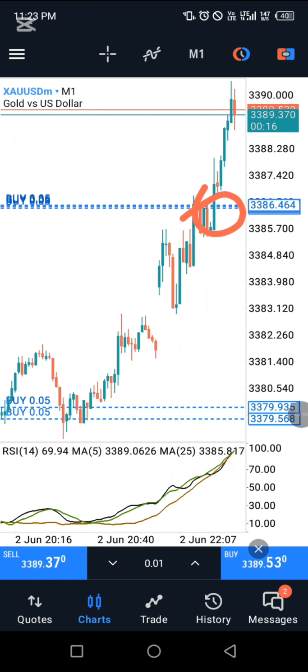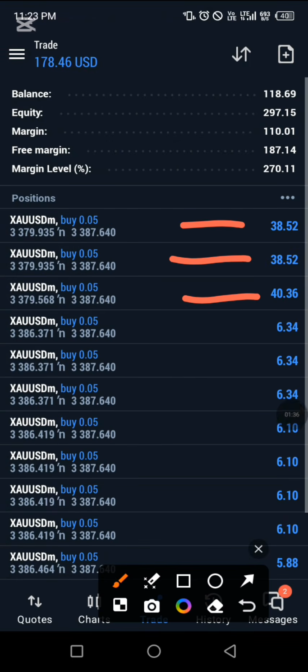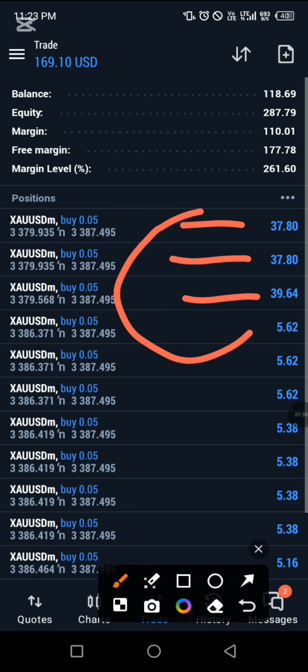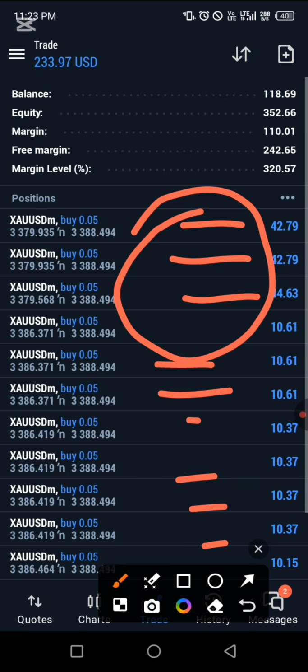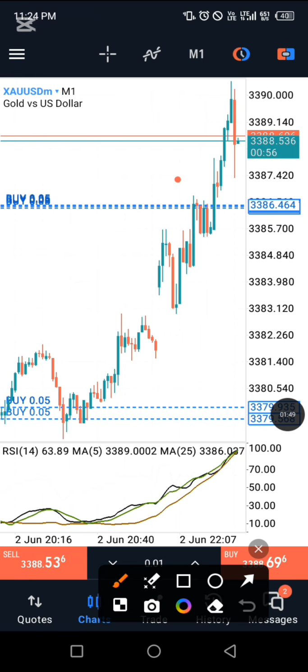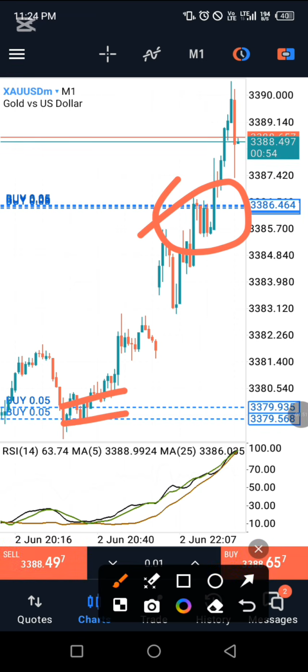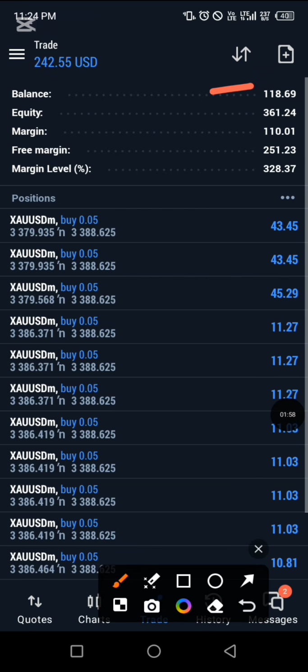If you look at the trade history, you find out that my first three trades are those trades. These first three trades you see here are the first trades I entered. Then these subsequent ones you see here are the trades that I entered in this zone right here. But this initial trade is the one that took this account from $118 to where it is currently.